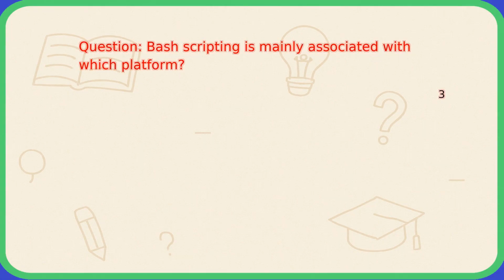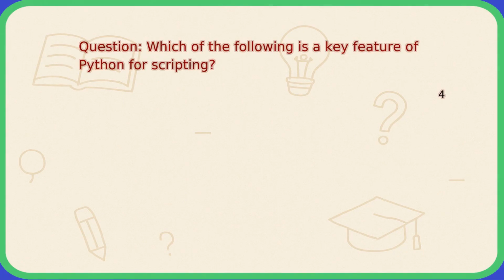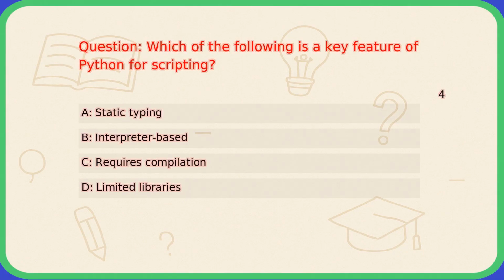Question: Bash scripting is mainly associated with which platform? Answer B. Linux Unix. Question: which of the following is a key feature of Python for scripting? Answer B. Interpreter-based.